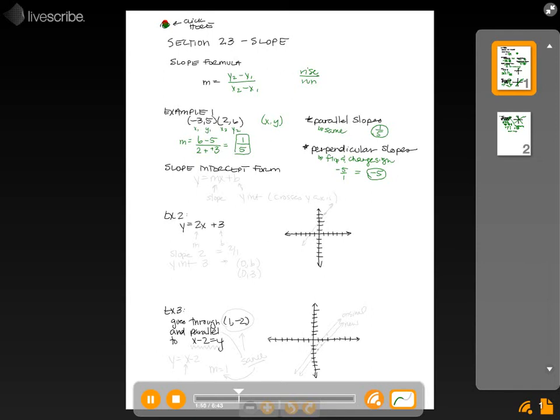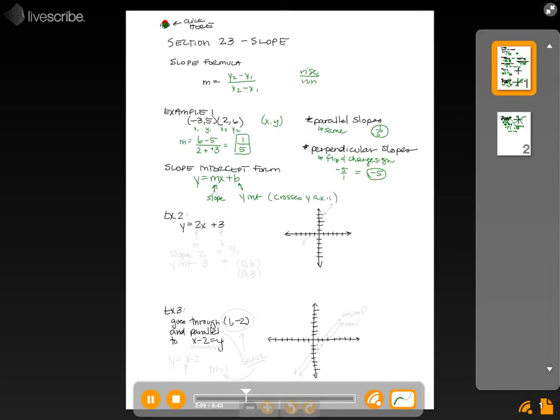Now the next thing we're going to look at is slope-intercept form. Something else you should already know, y equals mx plus b. M is your slope, and b is your y-intercept, or where the graph crosses the y-axis.